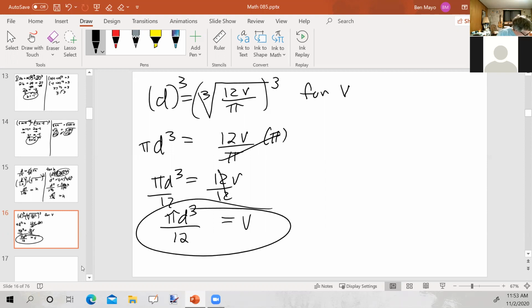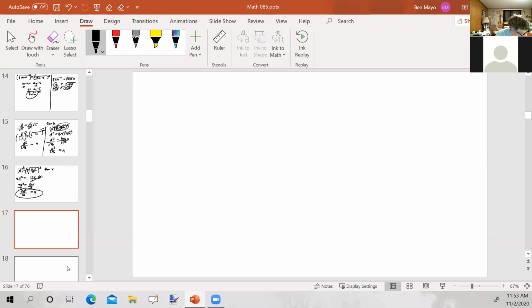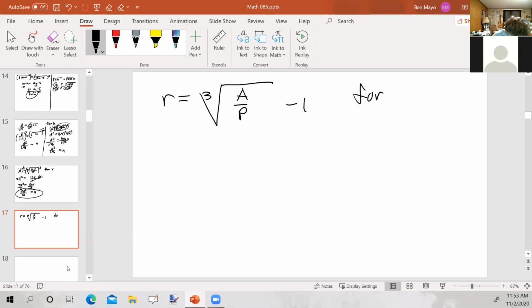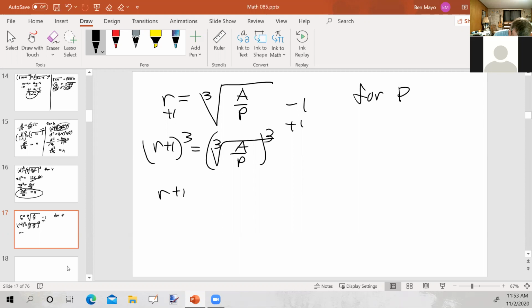All right. Let's take a look at this one. If you need more time to write anything down, please let me know. R equals the cube root of the quantity A divided by P, and then minus 1 is outside of the radical, and we're to solve for P. So again, we want to isolate the radical. My first move is going to be to add 1 to both sides. So I'll get R plus 1 equals the cube root of the quantity A divided by P. The next step, I will cube both sides. I get R plus 1, the quantity cubed, equals A divided by P.